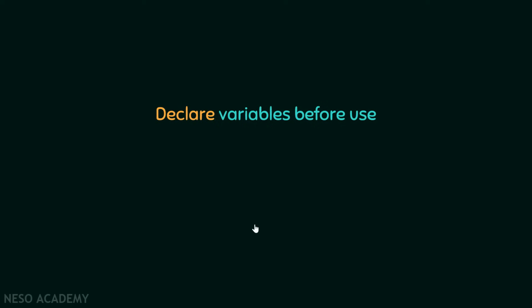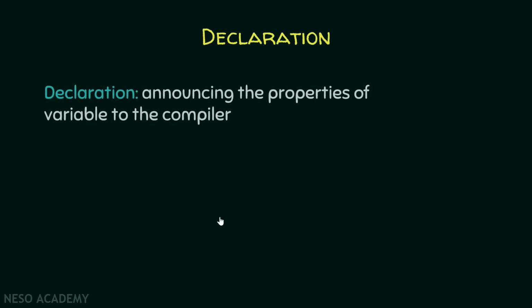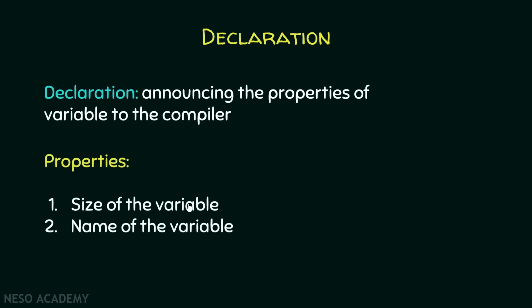But there is one thing that we need to be sure about. You must declare variables before using them in your program. Declaration simply means announcing the properties of the variable to the compiler. By properties, we mean what will be the size of the variable and what will be the name of the variable. Don't worry, it is not a very difficult job to do. You will see in a moment how easy it is to declare a variable.